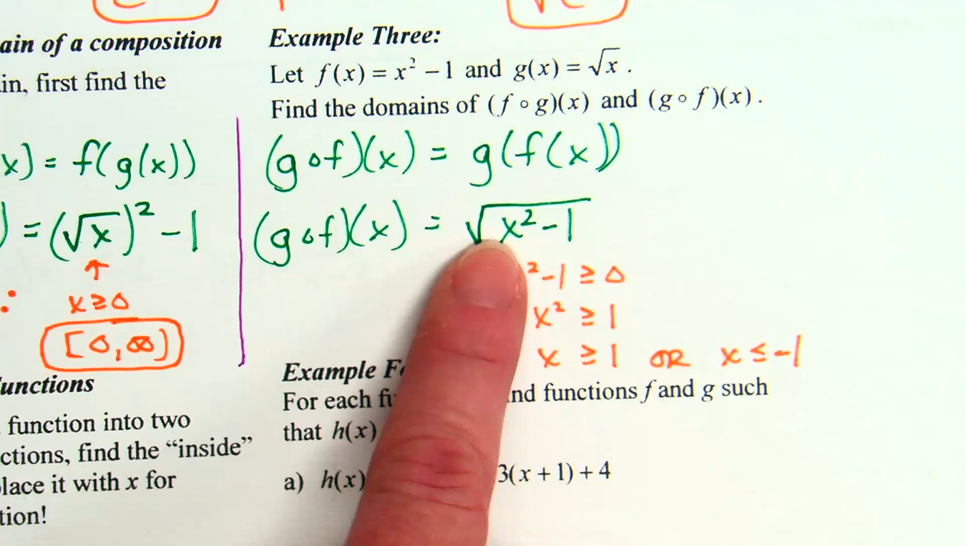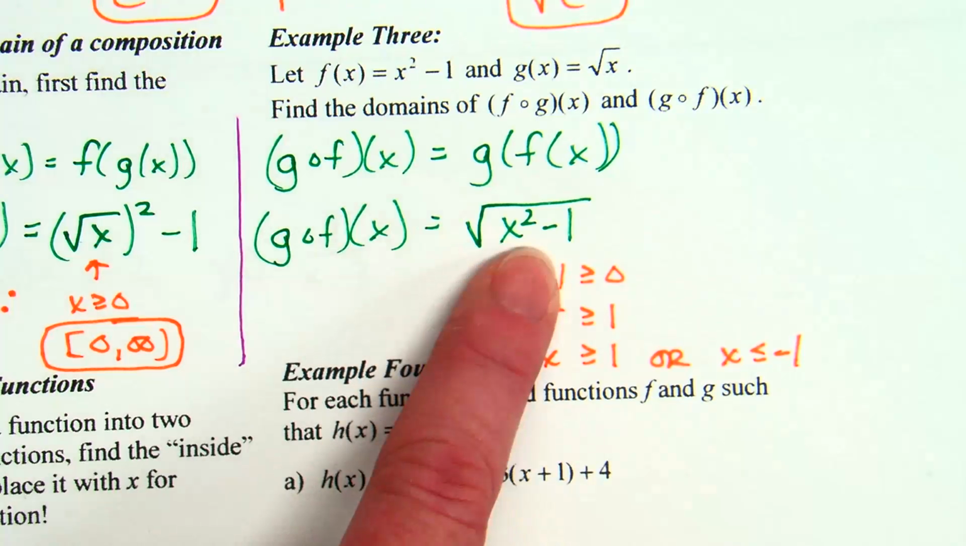Stop and think, does this make sense? I can put numbers bigger than 1 in here. 1 squared is 1, 1 minus 1 is 0. I can put 2 squared in and get a positive, 3 squared, 4 squared. I can put all those numbers in and get positives, right? Numbers less than negative 1.